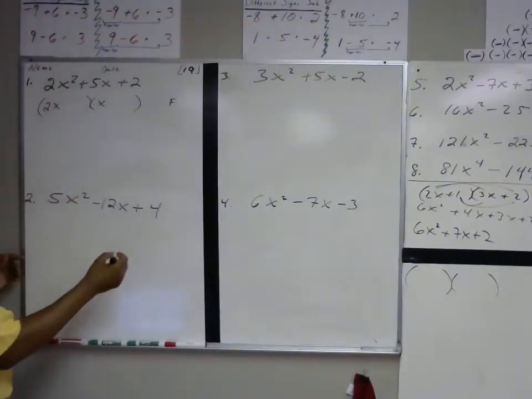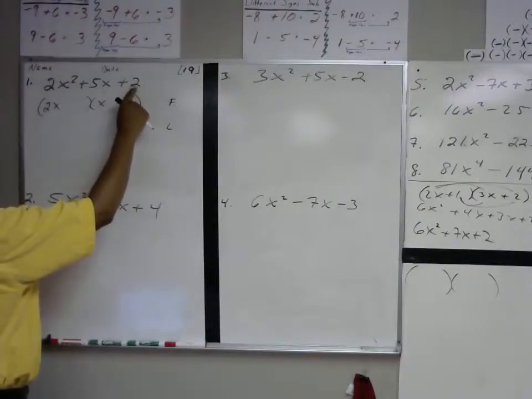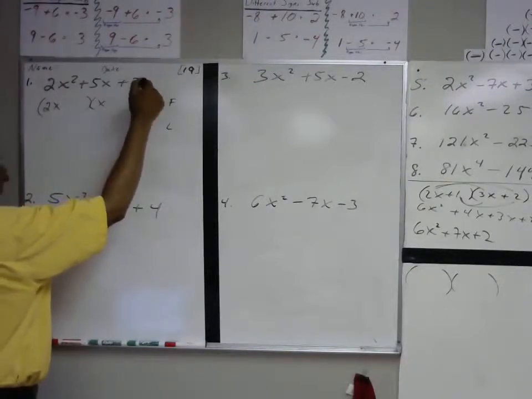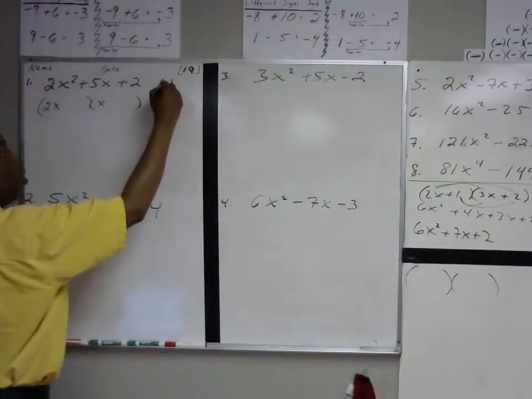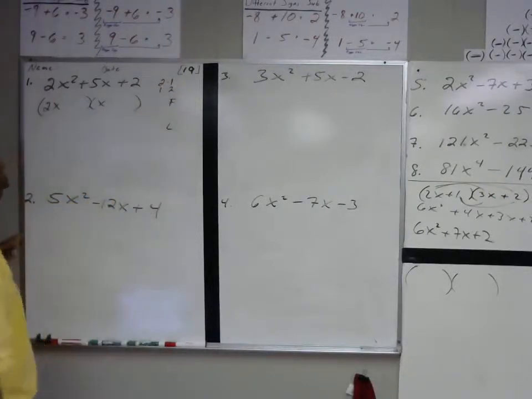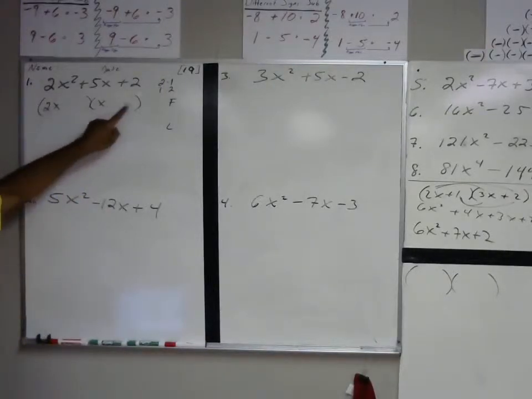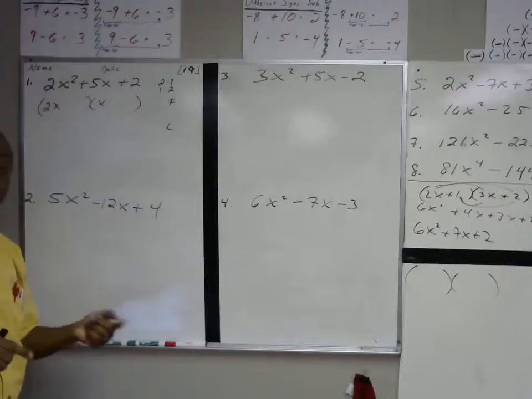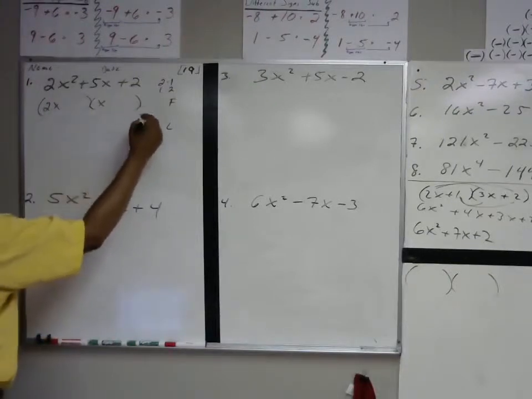Next, I need to reverse the last part, which is the 2 here. Now, here's the problem. 2 used to be 2 times 1, or it used to be 1 times 2. I don't know which one it was. If it was 2 times 1, the 2 would go here and the 1 would go there. If it was 1 times 2, it would be 1 and the 2 there. Since I don't know which one, I'm going to try both and see which one works. So let's try 2 times 1 first.